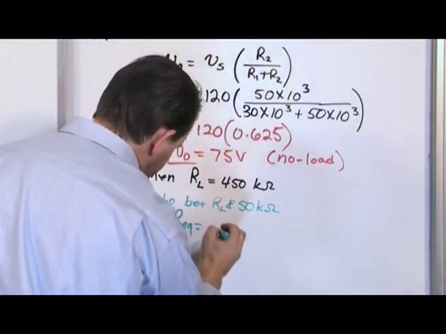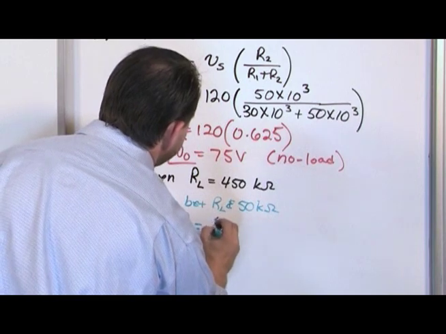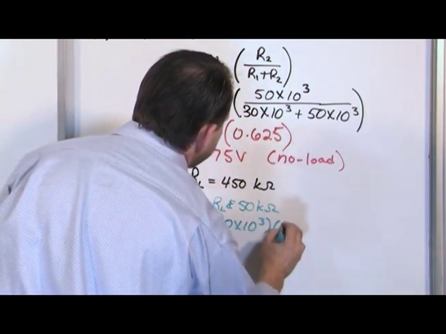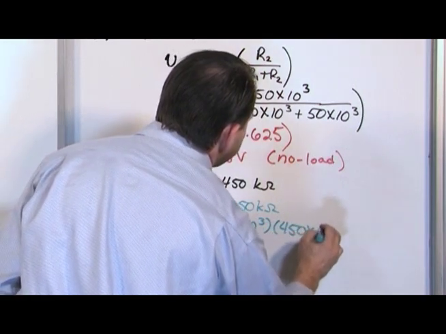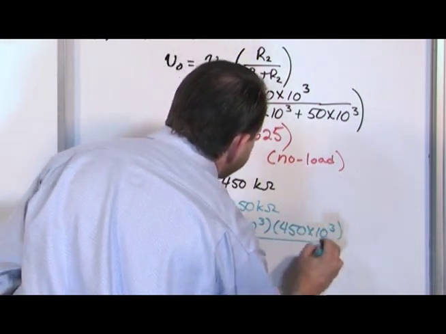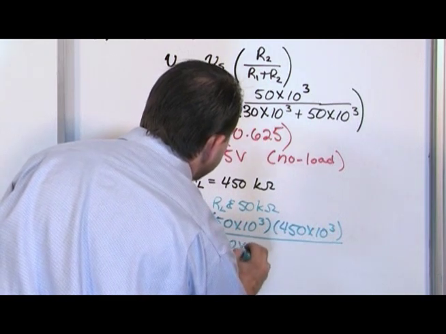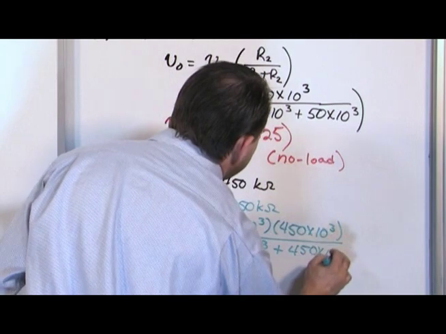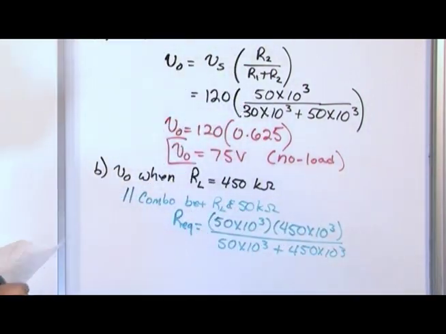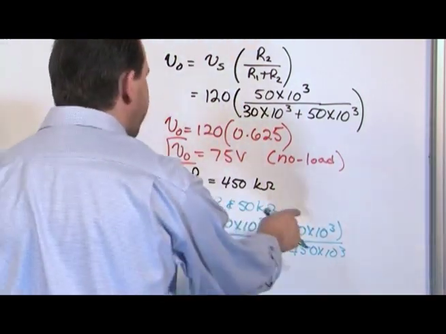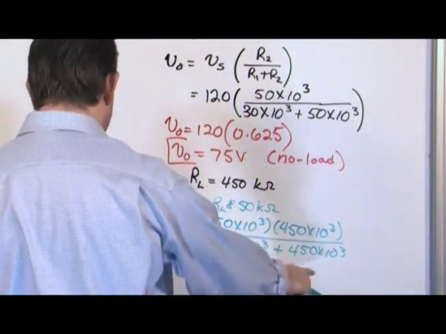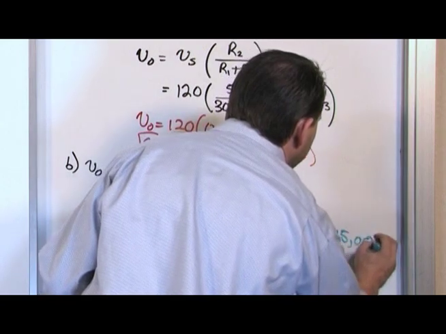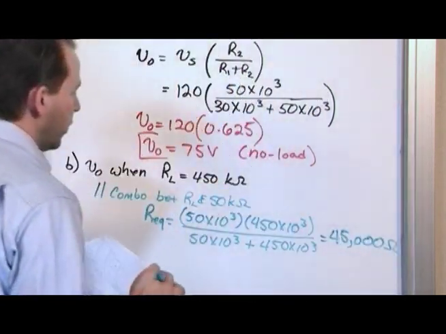So the product is going to be 50 times 10 to the 3 times 450 times 10 to the 3, that's multiplying both of them, divided by the sum: 50 times 10 to the 3 plus 450 times 10 to the 3. Lots of exponentials everywhere. It's kind of a little bit of a pain. But whenever you multiply these things together, divided by the sum of these things, you get something reasonable. 45,000 ohms, or 45 kilo ohms.